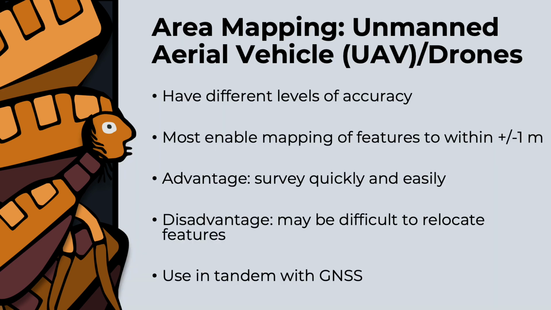Unmanned aerial vehicles, or drones, have different levels of accuracy depending on what system you use. Most enable the mapping of features to within plus or minus 1 meter of their global position and can be purchased for under $1,000. Their main advantage is that large areas can be surveyed very quickly and relatively easily. However, the level of accuracy offered by many drones might make it difficult to relocate features of interest precisely in further investigations. Using ground control points can improve accuracy of drone surveys, though these require an additional survey instrument such as a theodolite or a GNSS system to locate their positions.